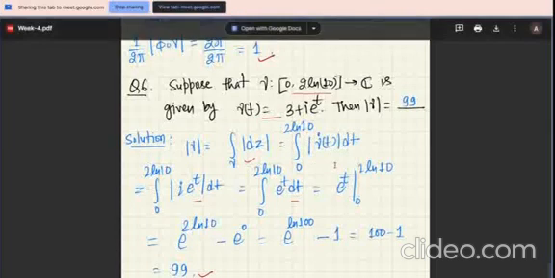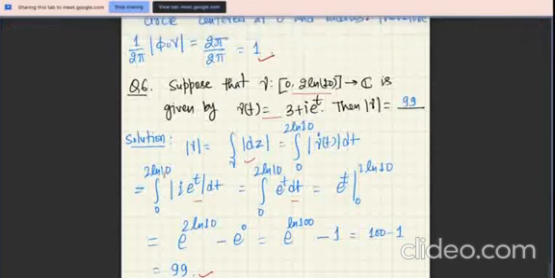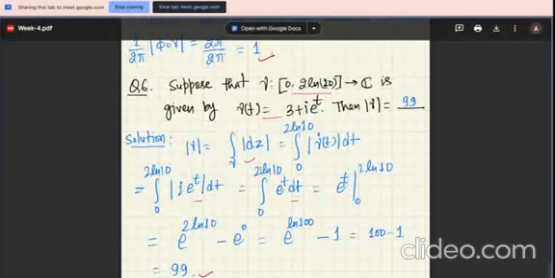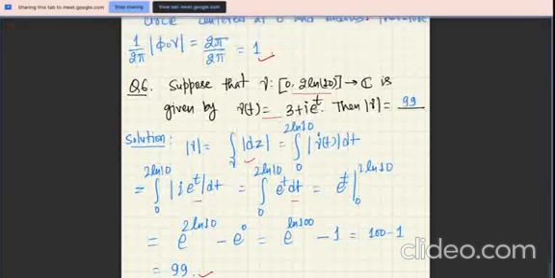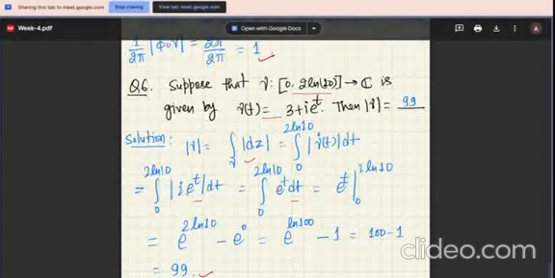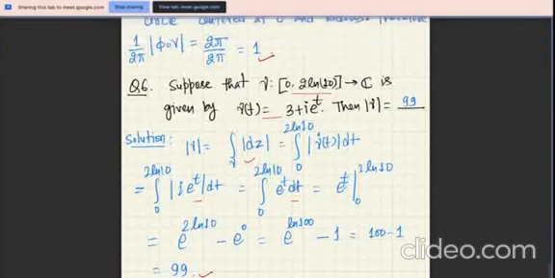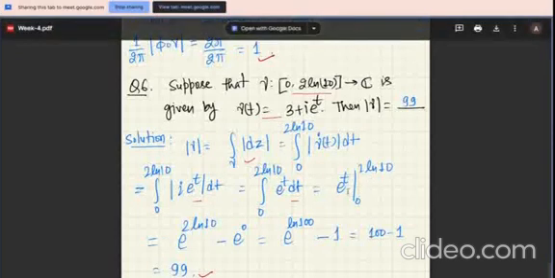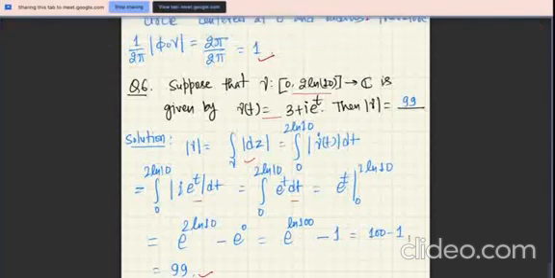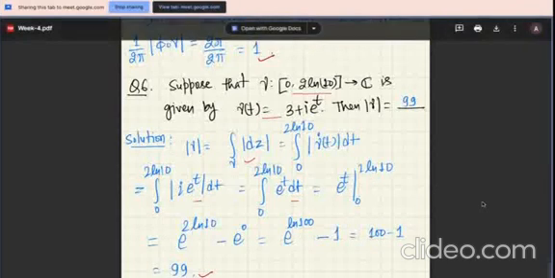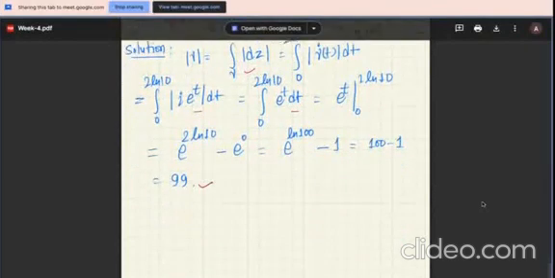So the integral from 0 to 2 log 10 base e of i e to the power t dt. So gamma dot t is nothing but i e to the power t only. The modulus of i will be 1 and modulus of e to the power t is again e to the power t because it is positive. So this integration we will get as 100 minus 1, which equals 99. Okay, so this is done here.